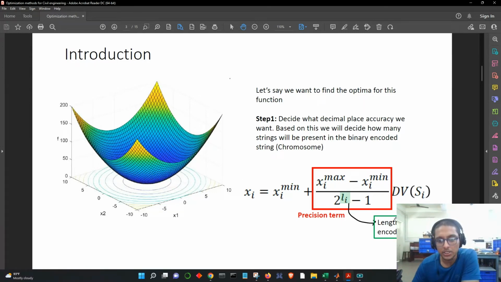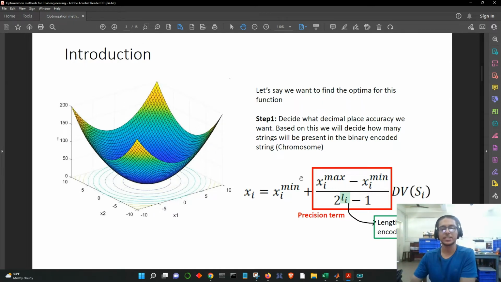So I think it was shown by sir also in the session. Basically, we want to write, let's say, some number 1.2, and we have given a range for our search space, xi max, xi min. So using some fancy mathematics technique, we can actually represent that in the form of 10011. So like that, we have to decide how many places this 0 and 1 should come.